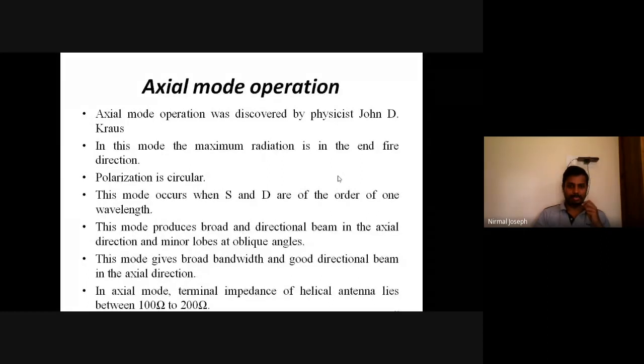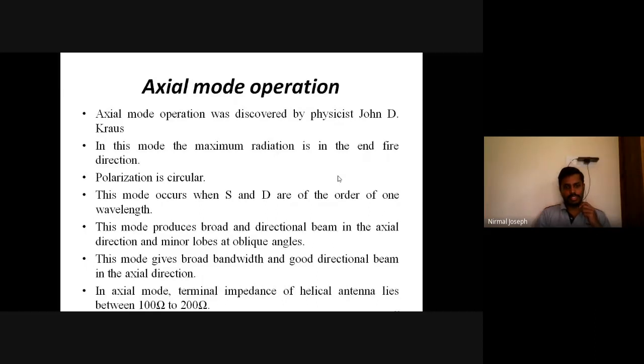In this mode, the maximum radiation is in the end fire direction, that we know already. This axial mode is also called end fire mode. Polarization is circular, since all helical antennas are for circular polarization. This mode occurs when S and D are of the order of one wavelength. That is the difference here. In the previous case, L should be much, much less than lambda. But here, the separation between the individual turns and d, the diameter of the helix, both should be of the order of one wavelength. Then this axial mode happens.